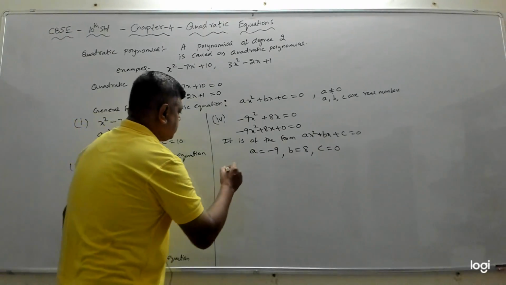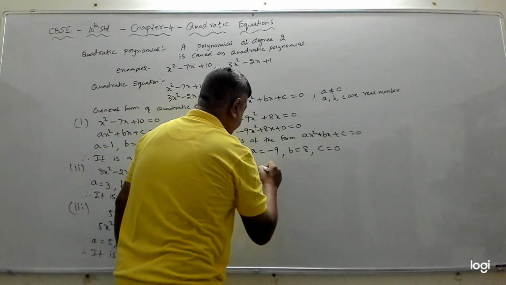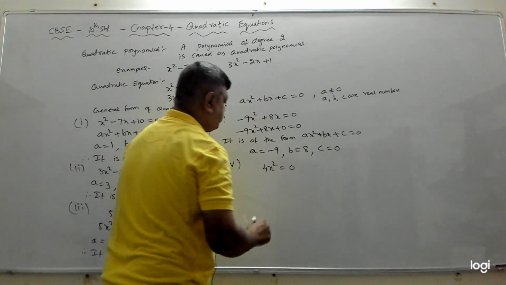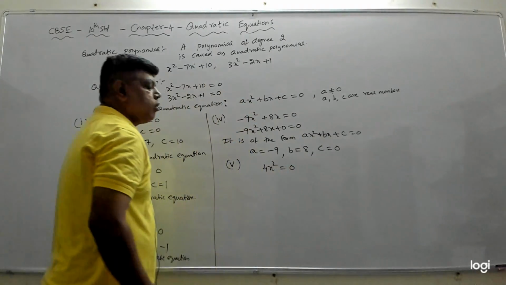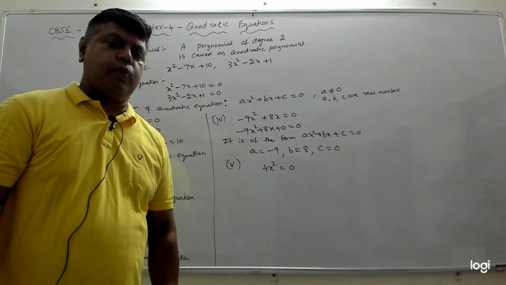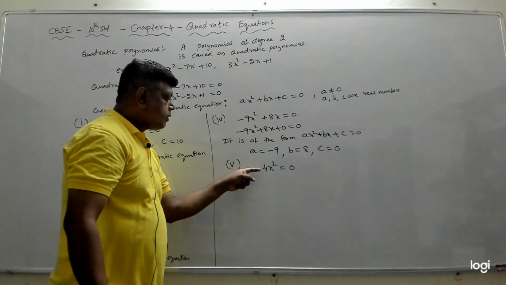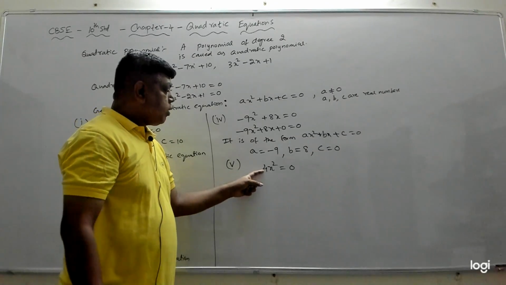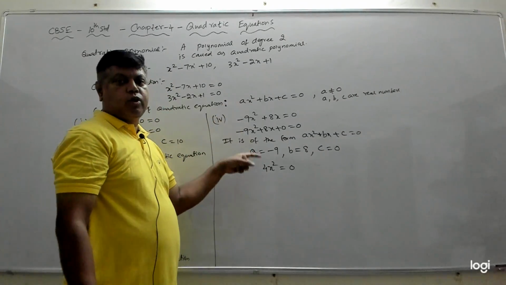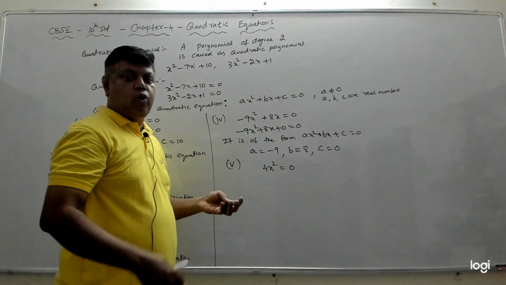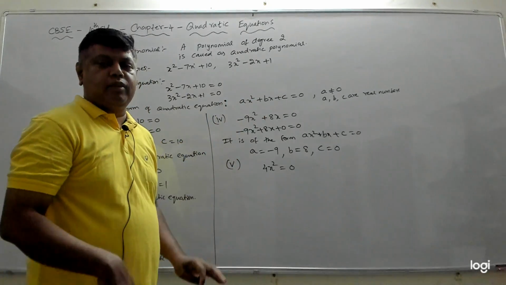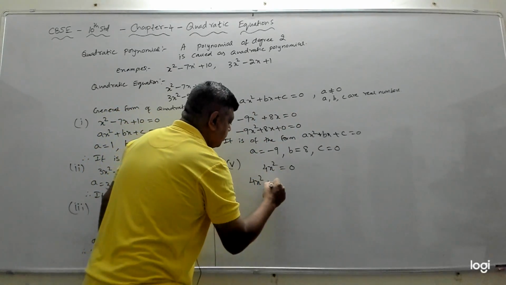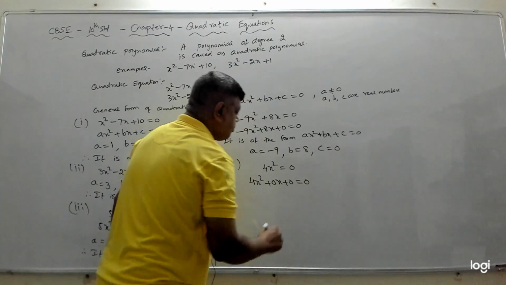Now let's take one more. The fifth one. Suppose I have 4x square equal to 0. Now is it a quadratic equation? We should check whether it looks like the general form. Does 4x square look like this? No, but can I convert it into this form? 4x square can be written as 4x square plus 0x plus 0 equal to 0.